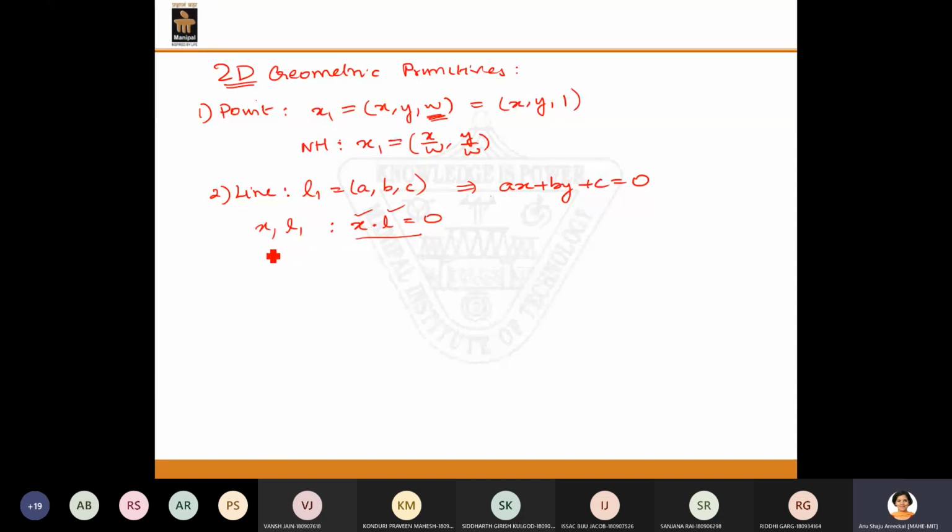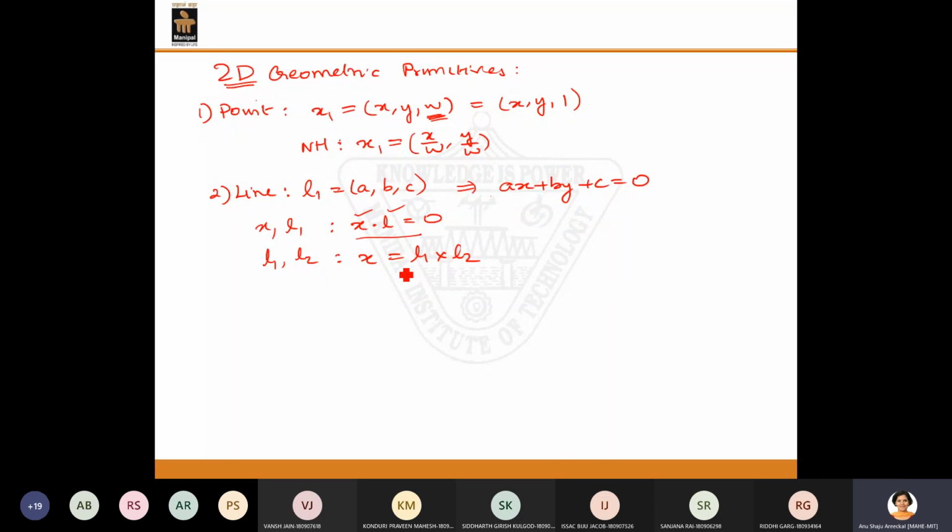Another point that we discussed was, let's say you're given two lines which are given by L1 and L2. If you want to find the point of intersection of these two lines, all I need to do is find the cross product of these two lines. So the point of intersection, X, is given by L1 cross L2. If I simply take the cross product of L1 and L2, what I get would be the point of intersection.